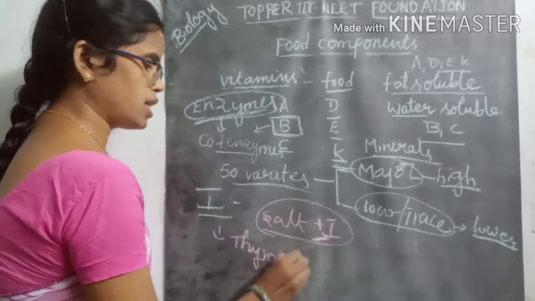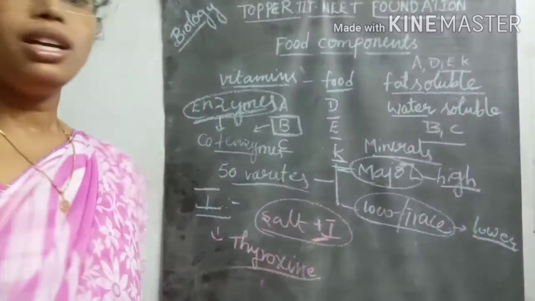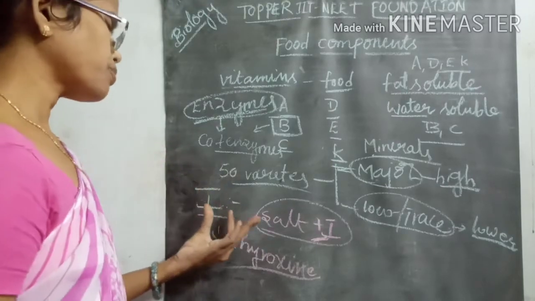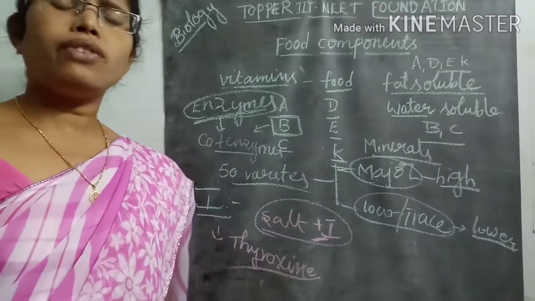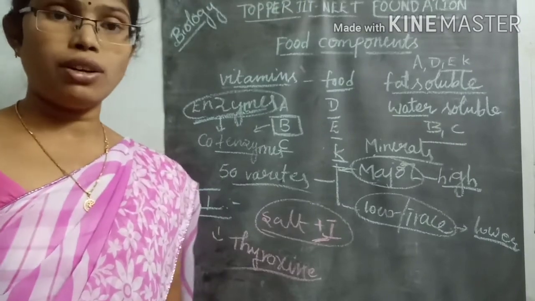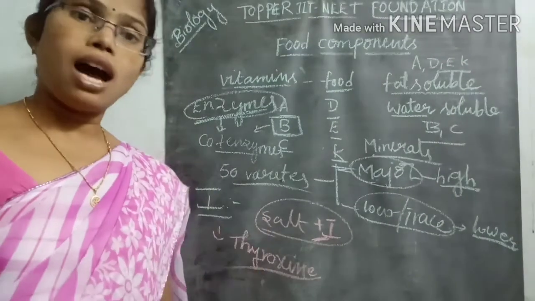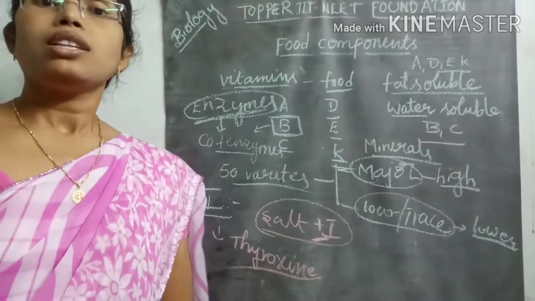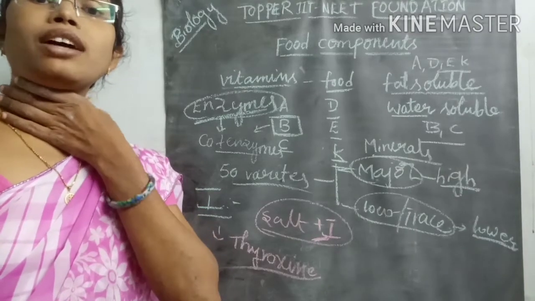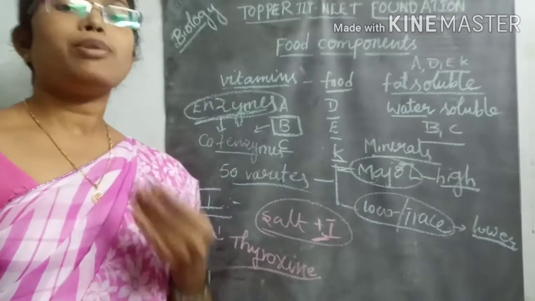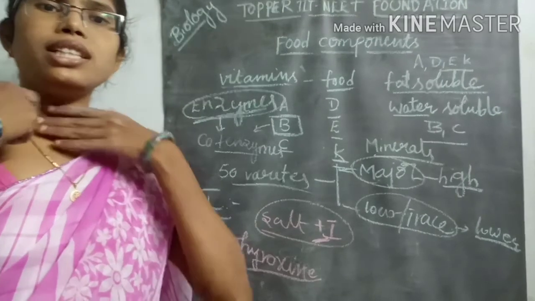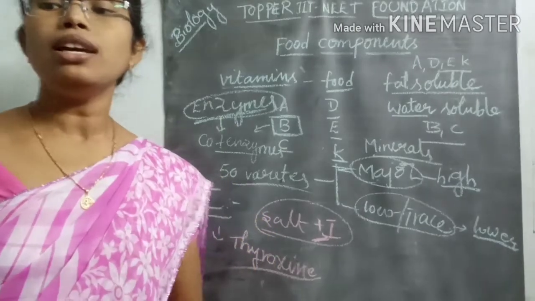Whatever thyroxine, T3, T4 hormones are there, these thyroid gland hormones are produced with the presence of iodine. Without a sufficient amount of iodine, the thyroid gland does not produce the thyroid hormones. This leads to a problem where enlargement of the thyroid gland appears. That problem is called goiter. So goiter means enlargement of the thyroid gland occurs.